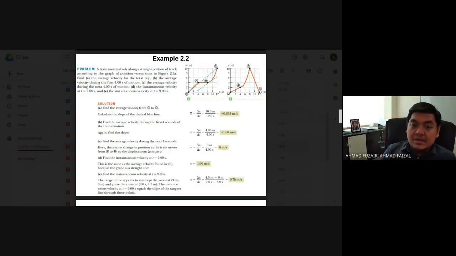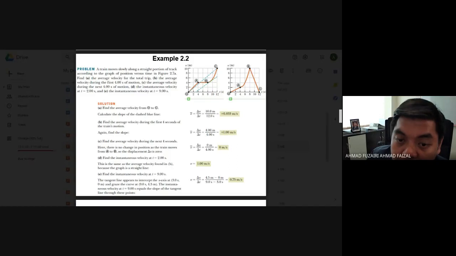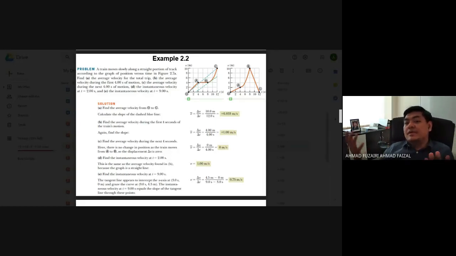Tengok, dapat the instantaneous velocity at time t equals to 2 seconds. So dekat mana tu? So what is instantaneous velocity at t? So same as the average velocity found in B. Sama juga dengan apa yang kita dapat daripada B. Sebab apa? Sebab dia duduk dalam perjalanan daripada kosong ke A. Nampak dia duduk betul-betul di atas line yang slope yang kita kira soalan B tadi. So that's why kita dikatakan value dia sama.